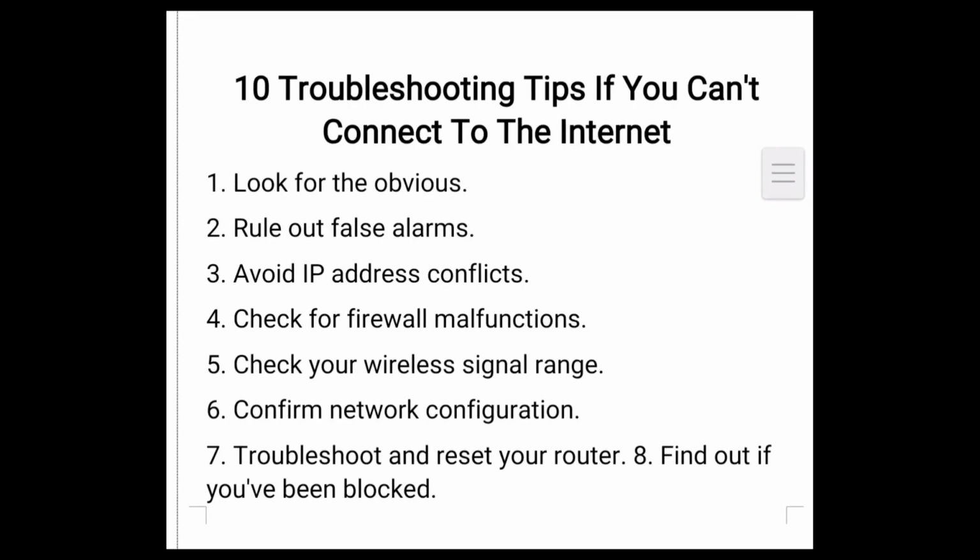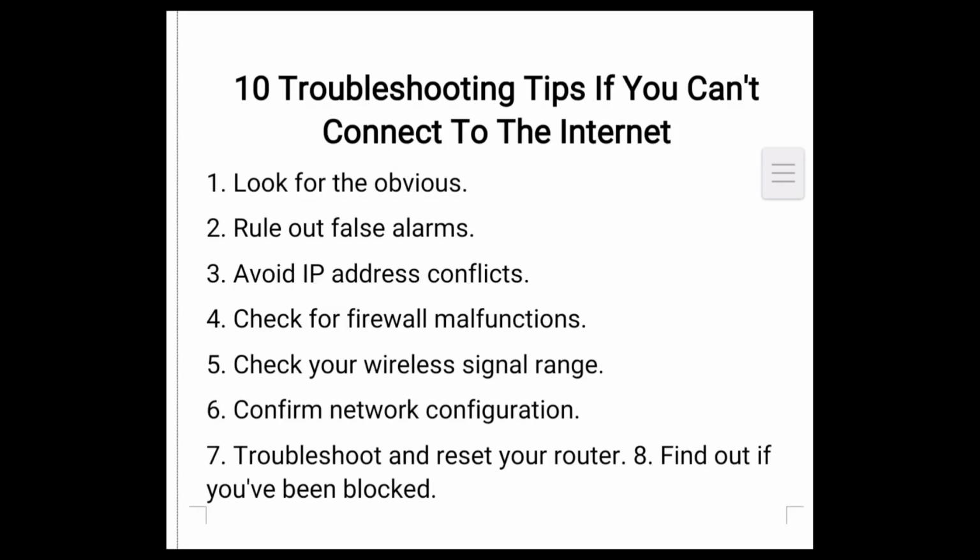Our team identified 10 troubleshooting tips if you can't connect to the internet. First, look for the obvious. Look carefully at your computer or desktop. Second, rule out the false alarm. The false alarm like extension dust, spider web and loose sensor. You want to look if there is anything like this in your desktop. Third, avoid the IP address conflict. Fourth, check for firewall modification. Fifth, check your wireless signal range.